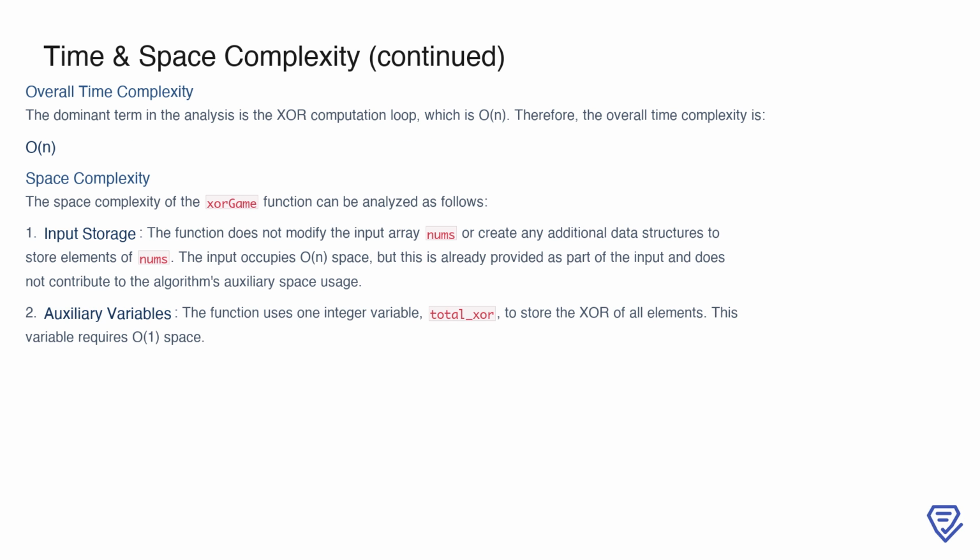Now that we've identified the dominant term, we can conclude that the overall time complexity of the XOR game function is O(n). Shifting our focus to space complexity, the analysis is straightforward. The function does not modify or duplicate the input array nums, meaning it doesn't use any additional data structures to store elements. The input space, O(n), is provided externally and does not count toward auxiliary space usage. The function only requires a single integer variable, total_XOR, to store the XOR of all elements, which takes constant space. Thus, the auxiliary space usage is O(1).